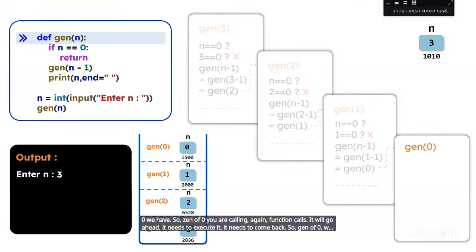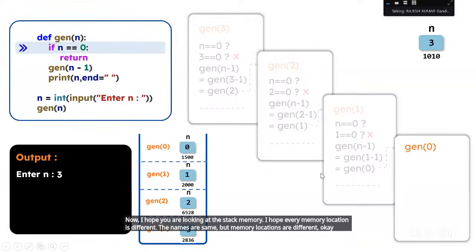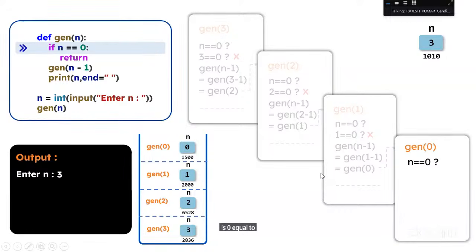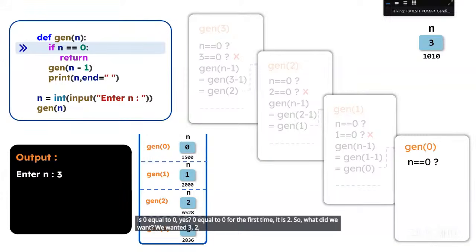So gen of 0 we have. Now, I hope you're looking at the stack memory. I hope you see that every memory location is different. The names are the same, but the memory locations are different. Now gen of 0 we have. Is 0 equal to 0? Yes, 0 equal to 0. For the first time it is true. So what did we want? We wanted 3, 2, 1, 1, 2, 3. So we got 3 iterations, one number in each iteration.